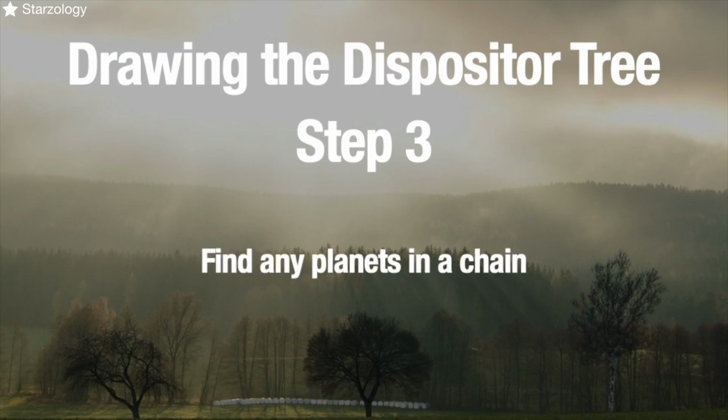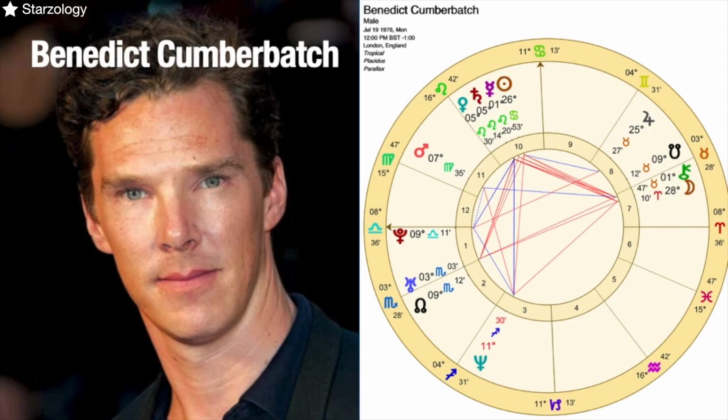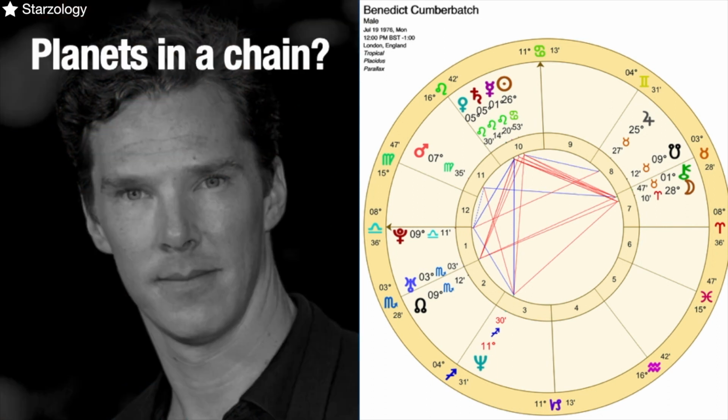So let's look at finding any planets. Step 3, finding any planets in a chain. So this is very frequently found in a chart, and you do have to spend a bit of time looking for them. We're going to be looking at the chart here of Benedict Cumberbatch, and the question is, are there any planets in the chain?